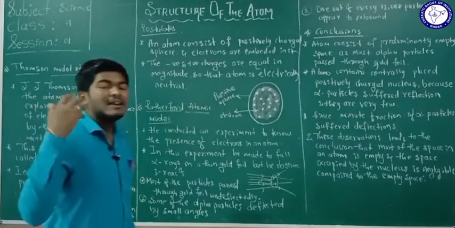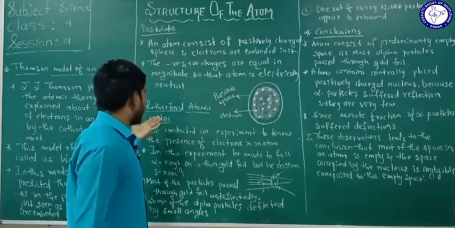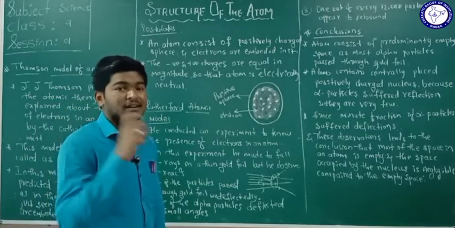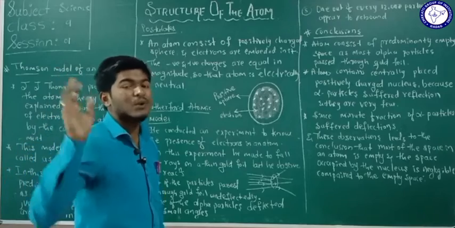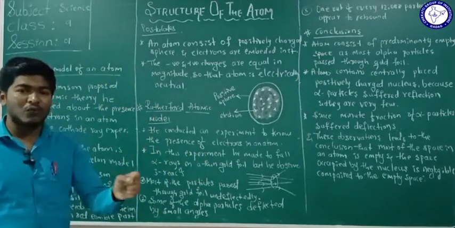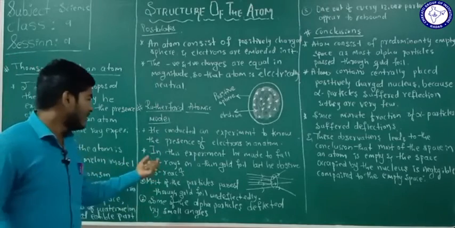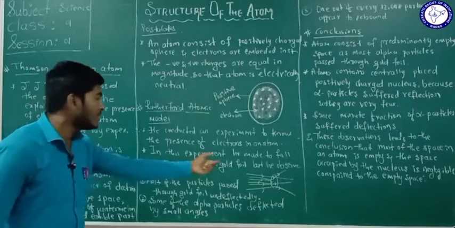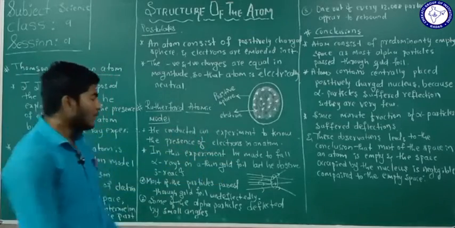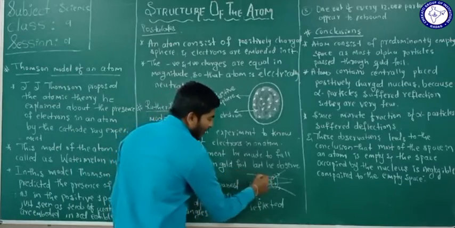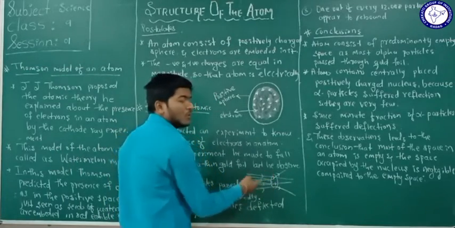So what is the experiment done by Rutherford for the atomic model? You have already studied this experiment in 8th class, and I am just reminding you what he did. He took a thin gold foil, and in this experiment he made alpha rays fall on the thin gold foil. Just see here, this is the gold foil. He made alpha particles fall on the gold foil.